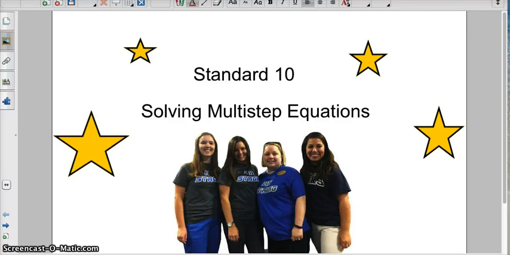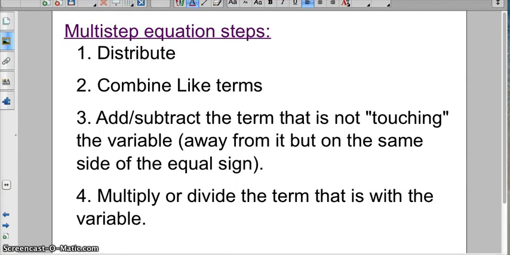Alright, this is Standard 10, solving multi-step equations. I want you to pause the video and write down each of these steps. These are the steps we will follow for each of them.